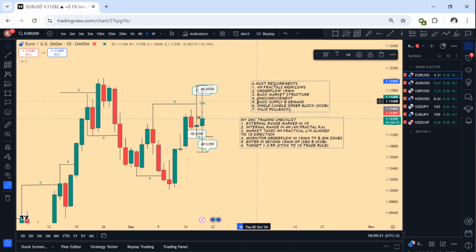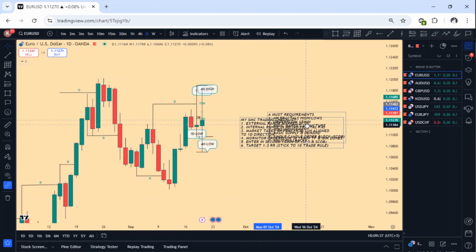Now it is very simple. As you can see, I marked it on a daily time frame. That is why I start my analysis there. So the criteria number 1 is that the external range, I should be marking it in a daily. Now let me just run you quickly over what just happened.